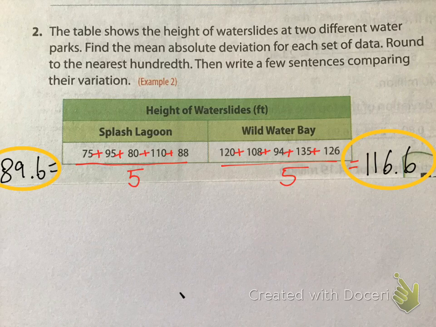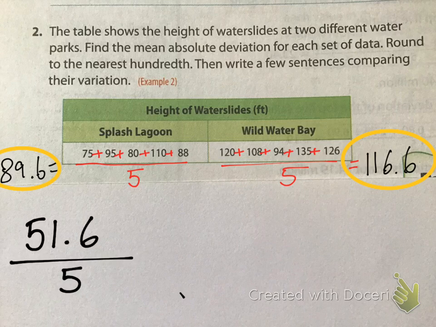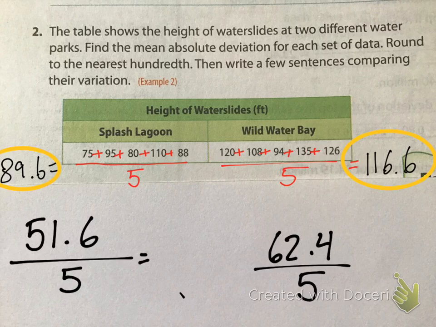So we have the mean. We got that 89 and 6/10. And then we subtract 75. We find our answer. Then we subtract 95 and find our answer. And then we add all of those up together. So when we add it up for the Splash Lagoon, we're gonna get 51 and 6/10. For the Wild Water Bay, when we add it up, we get 62 and 4/10. And all we gotta do is divide.